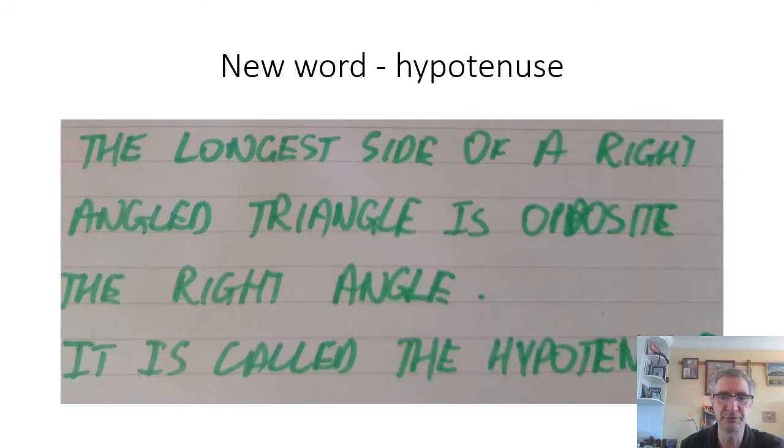Now we're going to add a new word called the hypotenuse. The longest side of a right-angled triangle is opposite the 90 degrees, opposite the right angle, and it is called the hypotenuse.